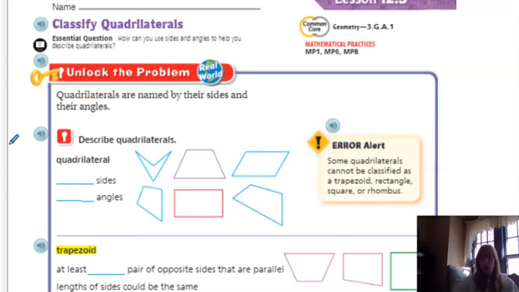So I hope you guys turned in your books. I'm going to turn in my book. So you guys are on page 723 now. All right, so we are classifying quadrilaterals.